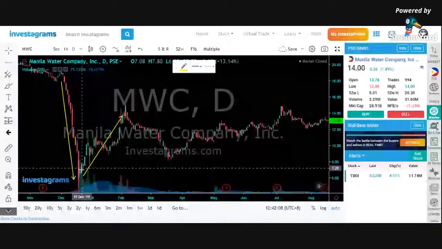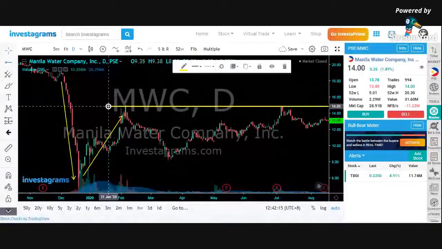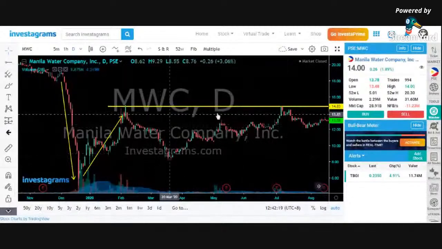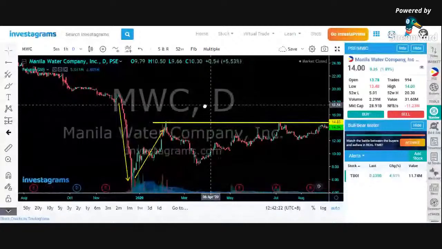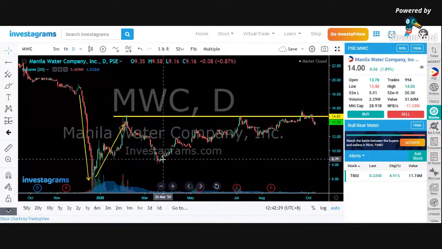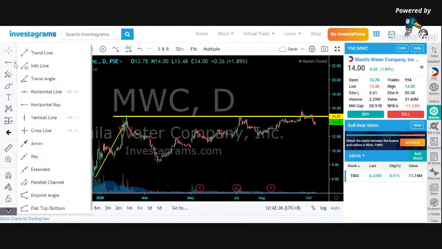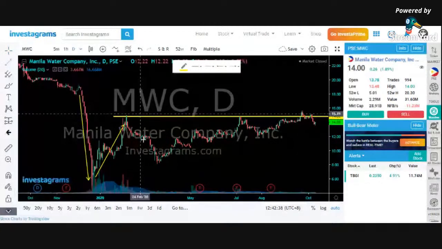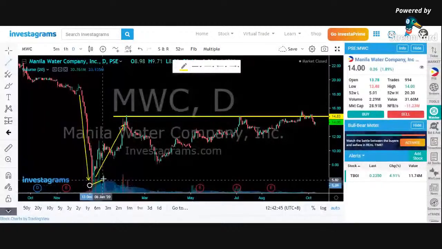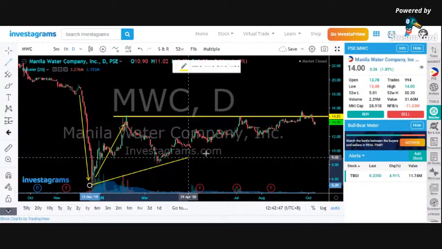After the pullback going up, this is the high. Okay, and then the price is going down, and then hitting on this area, and then the price is going up. So it means this is a support. There is a horizontal support, and there is also an inclined support. So what we will do, we will put the line in the tips of the candle, the price.